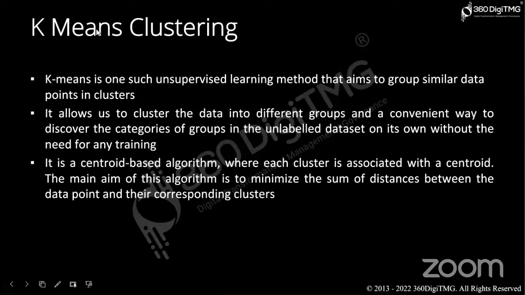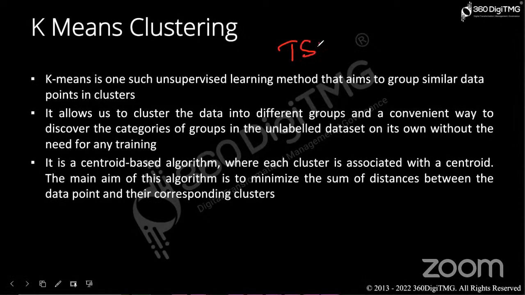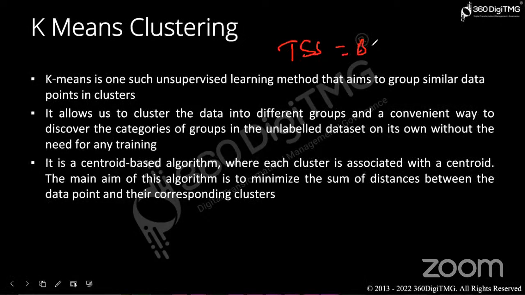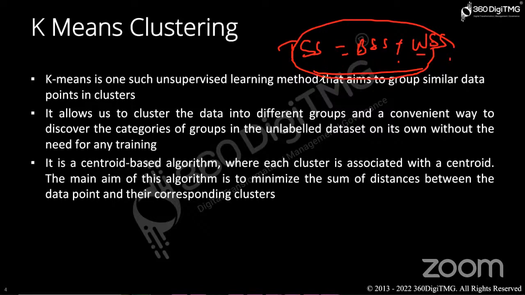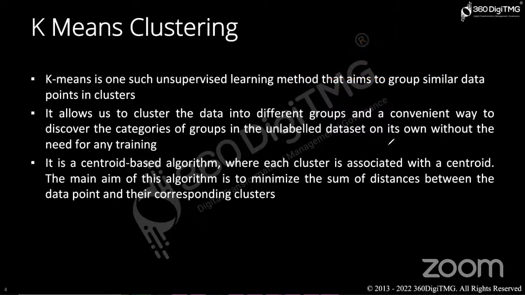So like that, we should make sure that the distance between the data points within the clusters is small, the data points should be packed. And when it comes to the cluster distance, it should be more. Based on that, we will have the total sum of the square, TSS, which is the between sum of the square, BSS, plus the within sum of the square, WSS. Based on that, we will be forming the scree plot.